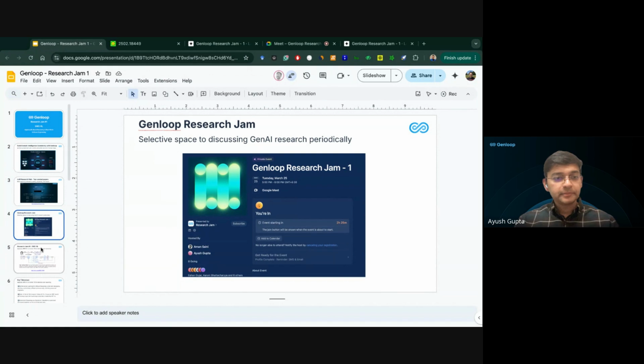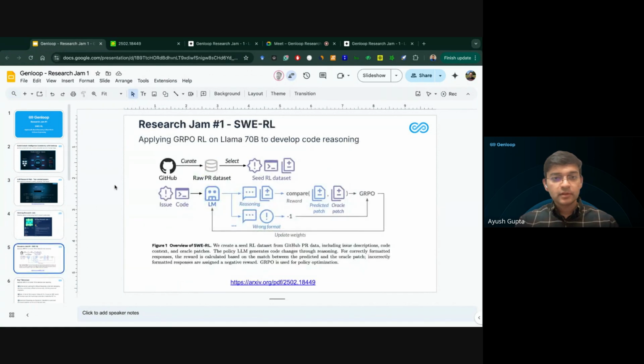Cool. So first, the paper. SWE-RL, as I said, is about applying GRPO-based reinforcement learning on Llama 3.3 70B to develop code reasoning. And this diagram basically summarizes the entire architecture of how they're doing things.